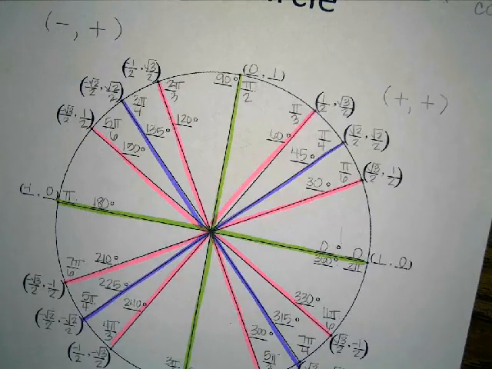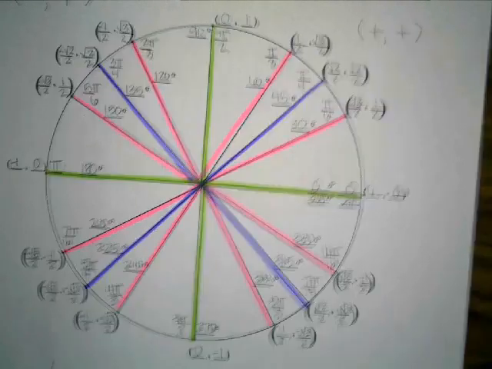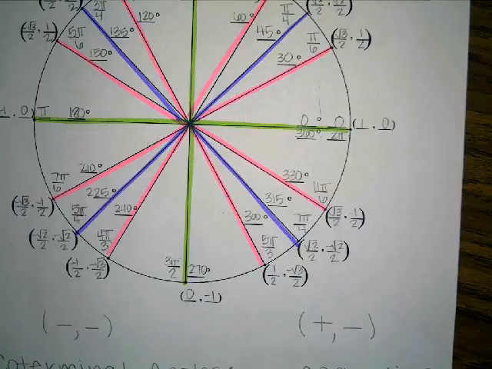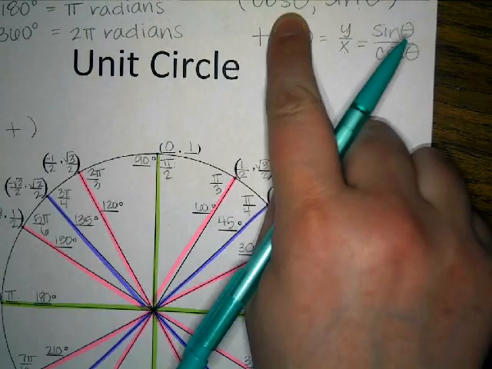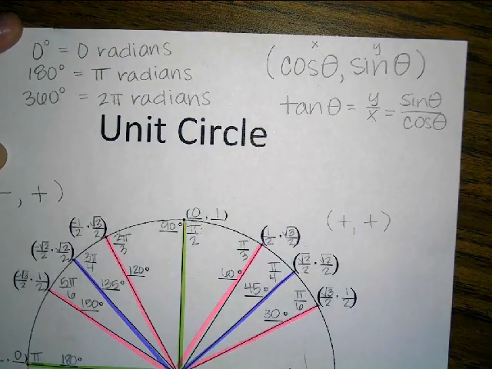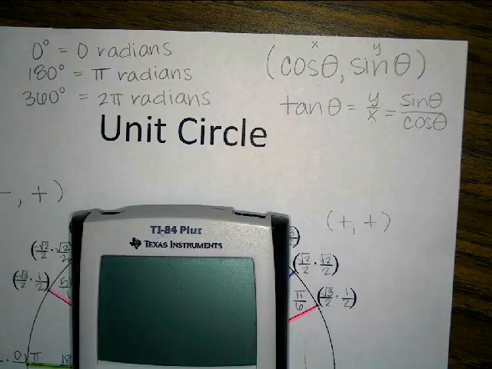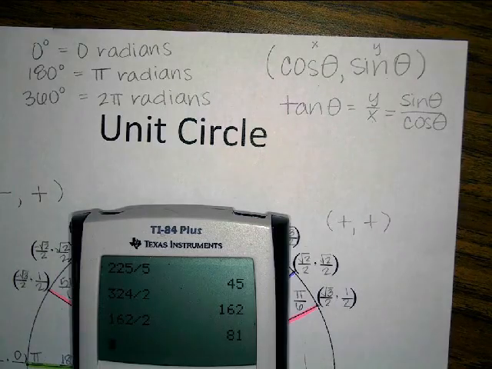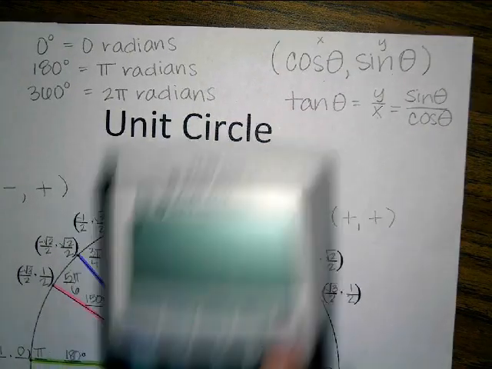Okay, the place where we had ended up yesterday is we had just determined that cos of the angle, if you plugged that into a calculator, you would get the x-coordinate. If you did sine of the angle, you would get the y-coordinate. If you did tan of the angle, you would get the y-coordinate divided by the x-coordinate. So I want to talk about that some more.